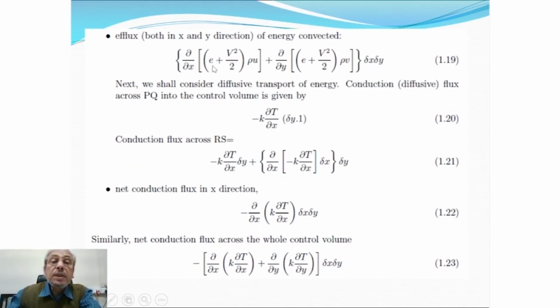del x of (E plus V square by 2) into rho U. This is between the PQ and RS pair of surfaces, and del y of (E plus V square by 2) into rho V. This is for the PS and QR pair of surfaces, into del x del y to make it for the total volume. Next, we consider diffusive transport of energy.